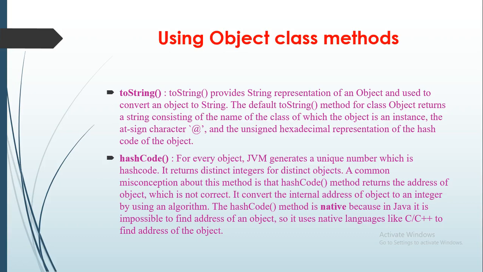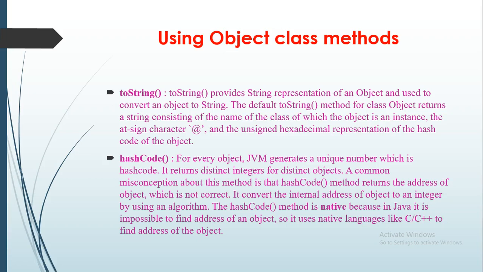Next one is hashCode. For every object, the JVM generates a unique number, which is a hash code. It returns distinct integers for distinct objects. A common misconception about this method is that the hashCode method returns the address of the object, which is not correct. It converts the internal address of the object to an integer by using an algorithm.